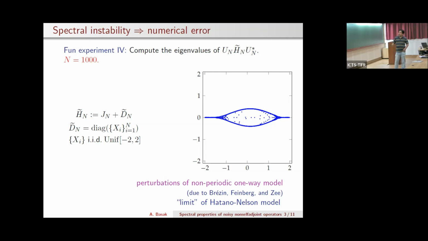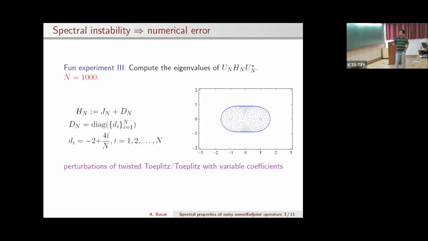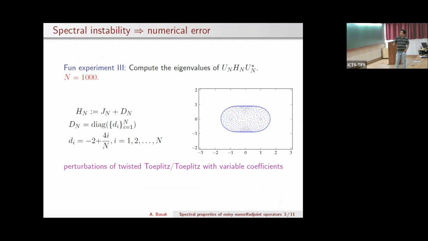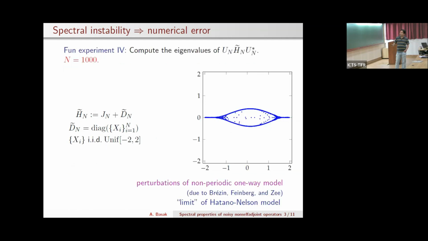So the empirical distribution of the entries of Dn and Dn tilde should be the same in the limit. But when you consider this new matrix Hn tilde, Jn plus Dn tilde, you see a different picture from the last one. So something strange happens here too. And as I have been saying, this is an artifact of the underlying issue that the spectrum is really unstable under perturbation for non-self-adjoint or non-normal operators.